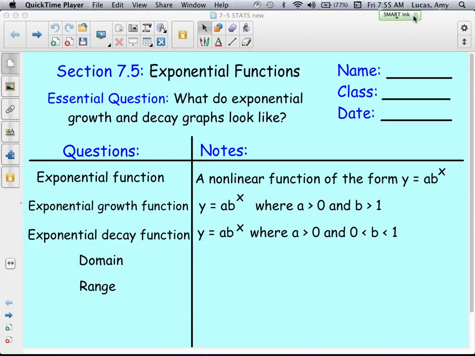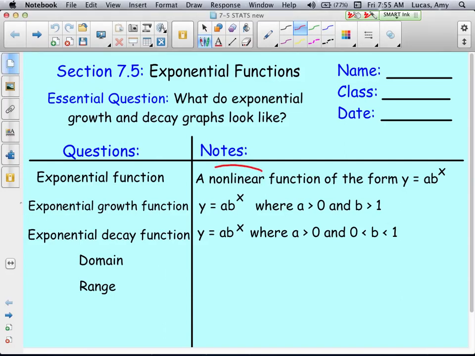An exponential function is a nonlinear function of the form y equals ab to the power of x. This may look really familiar to you because we've actually worked with these types of functions before a couple of months ago. It's just that we didn't give them the name exponential functions at that time. We talked about them as nonlinear functions, and we talked about them as geometric patterns, or geometric sequences.